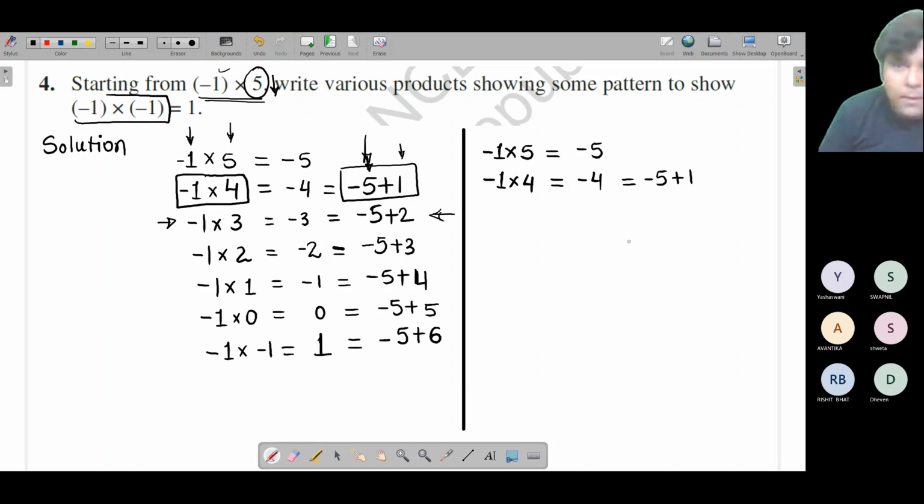Yes, sir. We can write it. Correct. Now, similarly, let the second number be fixed. This is the same for all the sequences, but we change the first number now. Here we are changing the second number, but now we are finding another sequence by changing the first number.